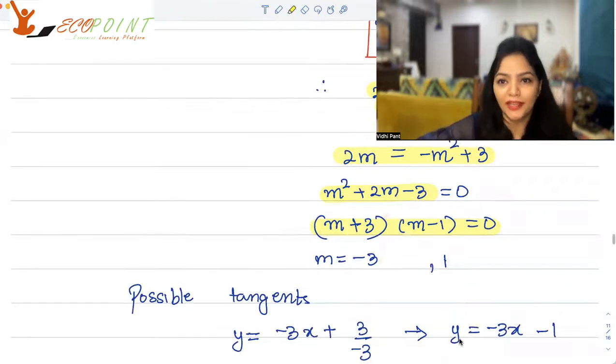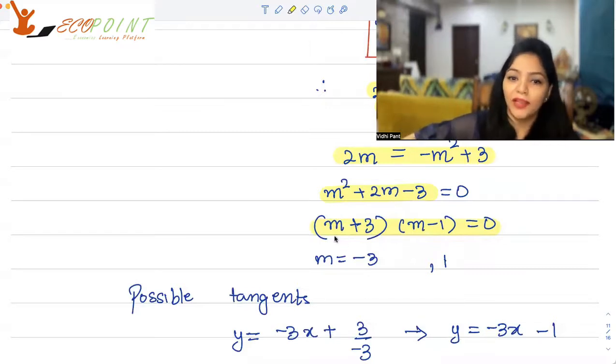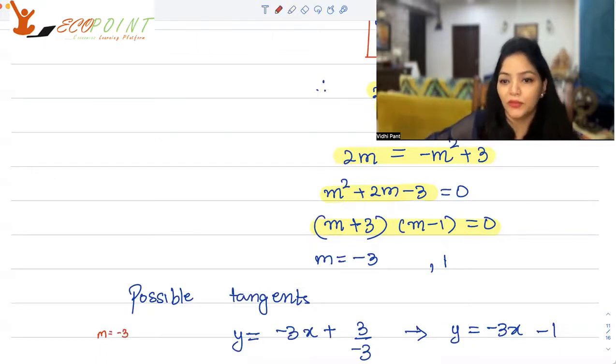Hence the possible tangents are, you already have c, now you have two values for m, you can figure out the two tangents possible. y is equal to -3x plus 3 upon -3. Don't forget, you have a particular m. So I am taking m here as -3. When I take m as -3, this is what I get, and the equation looks like y is equal to -3x plus 1.